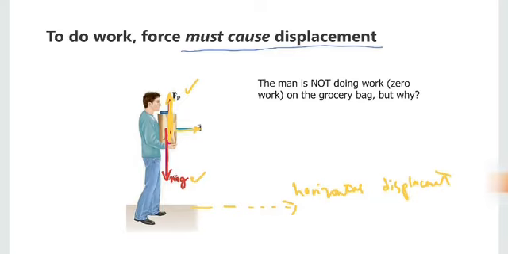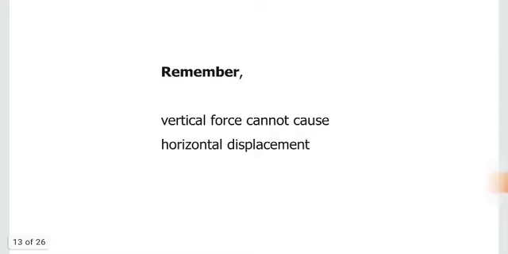Gravity is also not doing work on the grocery bag. Okay, because again, by the logic of work, the gravitational force is downward, vertical, and the displacement ng grocery bag is only horizontal. Okay? So, if we do the equation, the angle between applied force and displacement is 90. That will result to 0, di ba? 0 work. Now, remember, vertical force cannot cause horizontal displacement.